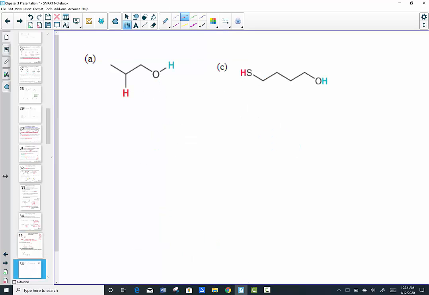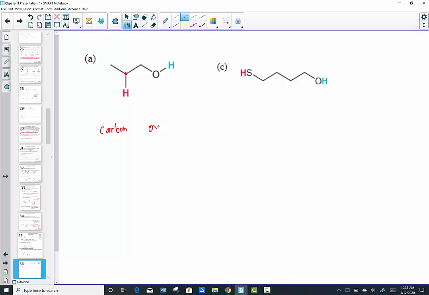Here's a couple more from homework. You're going to see quite a few of these, just trying to decide which one would be better at donating its proton. To be a stronger acid, it's a good proton donor. And the answer is, which one is best able to stabilize the negative charge? The proton highlighted in red is attached to a carbon. The proton highlighted in blue is attached to an oxygen.